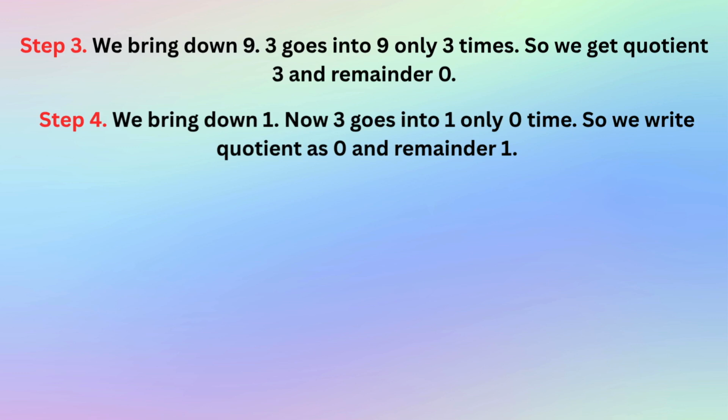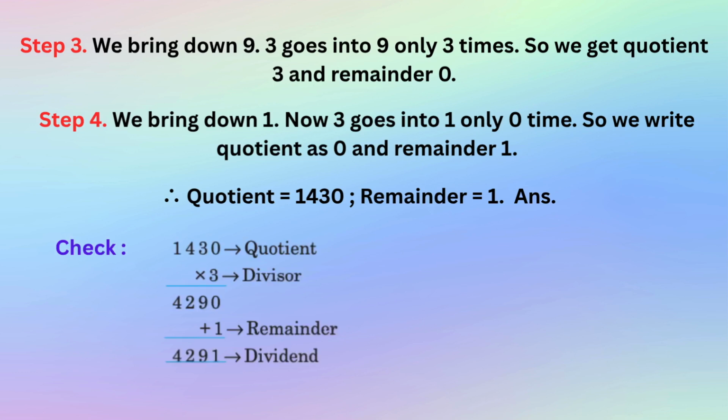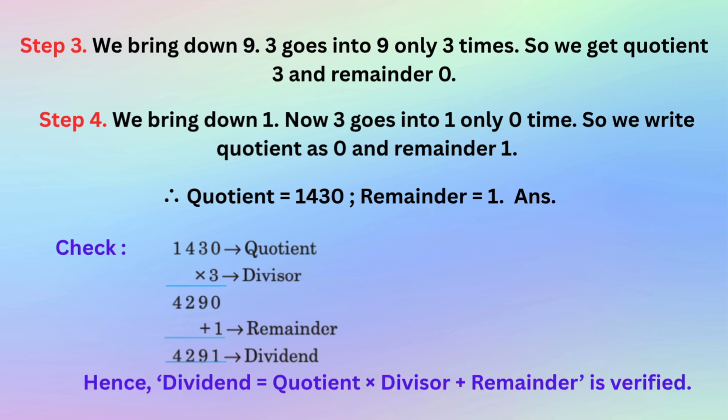Step 4. We bring down 1. Now 3 goes into 1 only 0 times. So we write quotient as 0 and remainder 1. So quotient equals 1430, remainder equals 1. Check. 1430 multiplied by 3 equals 4290 plus 1 equals 4291. Hence, dividend equals quotient times divisor plus remainder is verified.